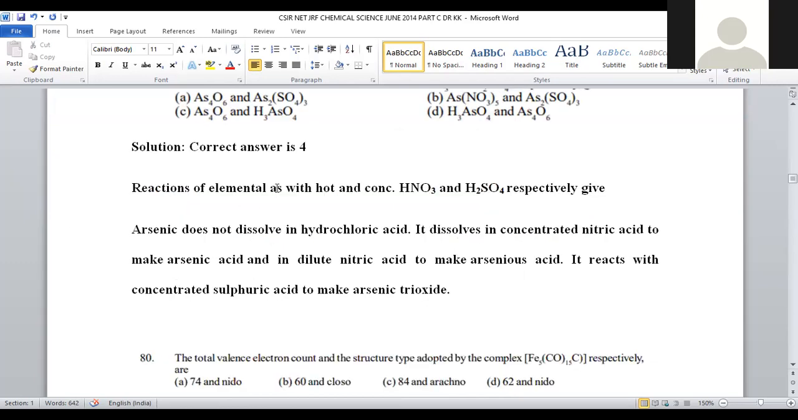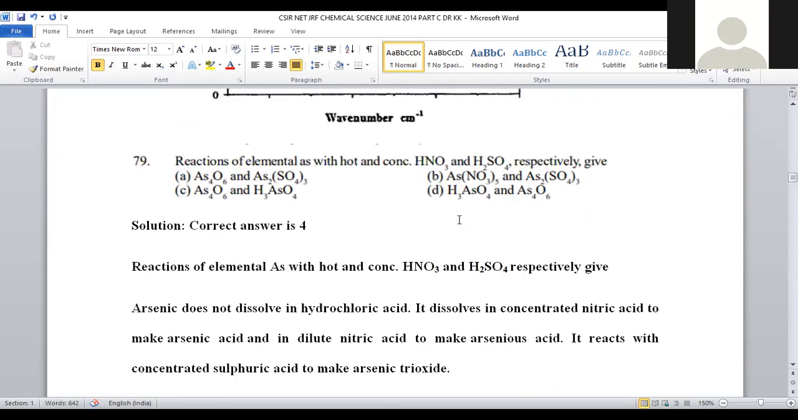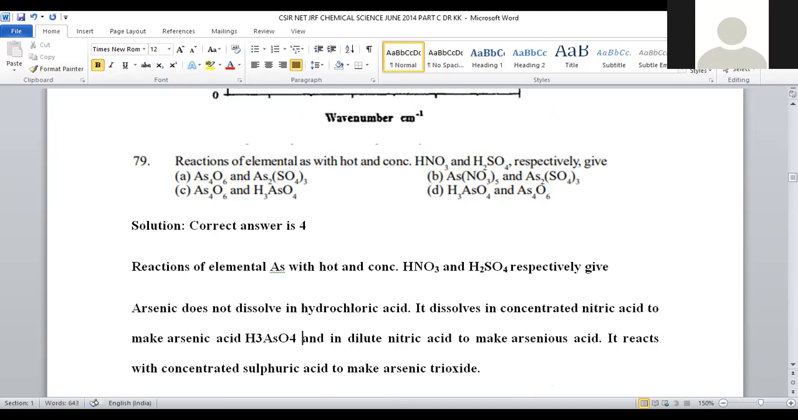So upon treating elemental arsenic with concentrated nitric acid, formation of arsenic acid is possible. Arsenic acid is denoted with H3AsO4. H3AsO4 is the formula for arsenic acid. Within the problem they mentioned only concentrated, but we gave the provision for if it is dilute nitric acid, there is a formation of arsenous acid.